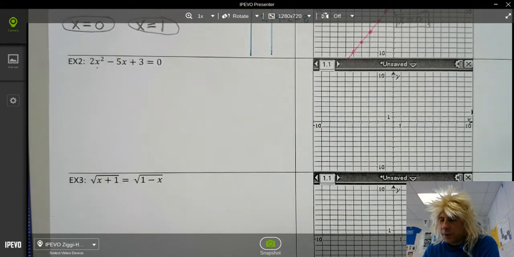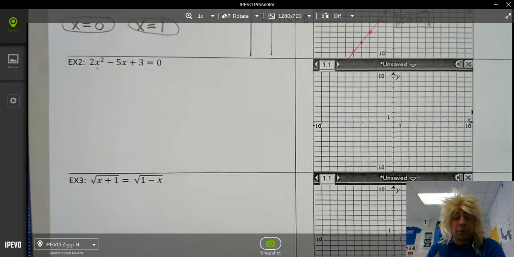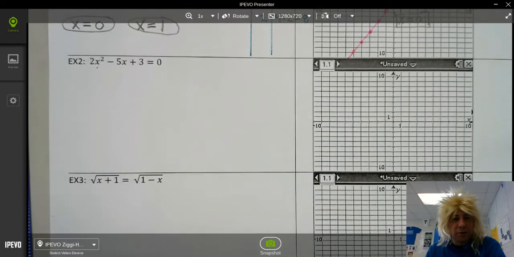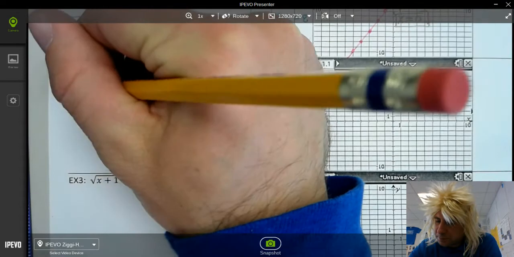All right, so example 2, we see that everything's moved to the left. Okay, so we see it's a quadratic. Now, when solving a quadratic, you have three options. Option 1, factor. Option 2, complete the square. Option 3, quadratic formula. We always go for factoring first because factoring is the fastest. So we're going to draw our box.